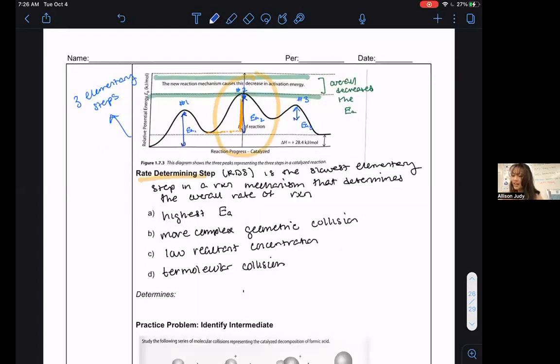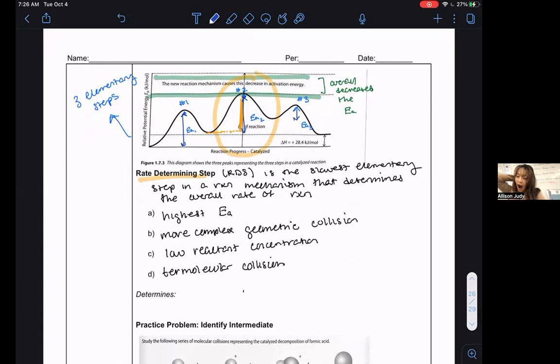I don't really have confidence if this is a more complex geometric collision. I don't really know if I have low reactant concentration. I don't really know if I have termolecular, but I do know that I definitely have the highest activation energy. Therefore, we would say the second step in our reaction is the rate determining step.